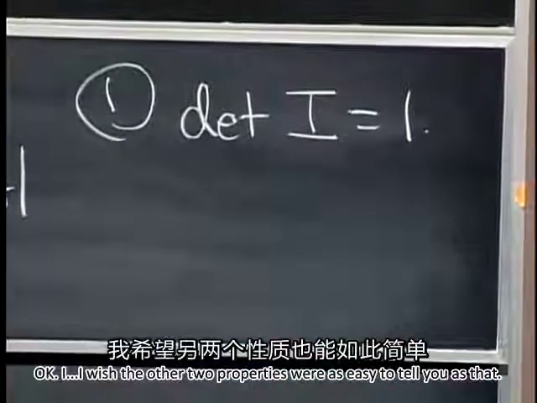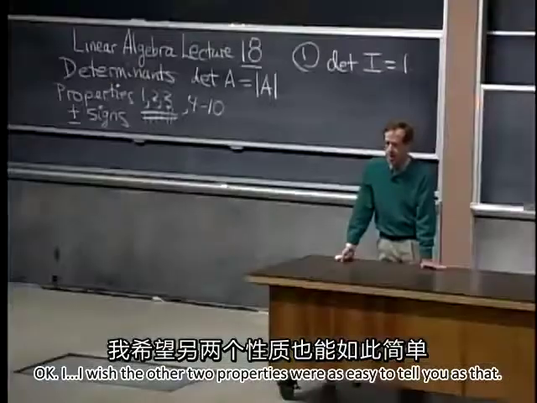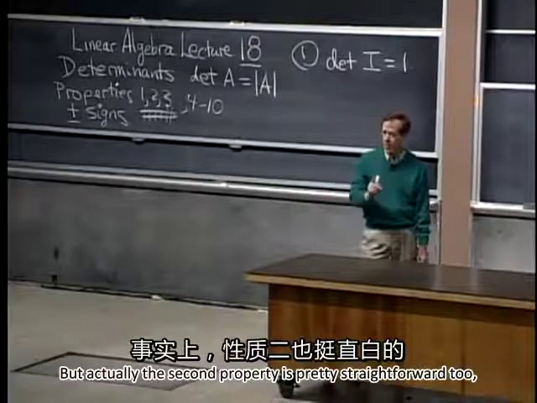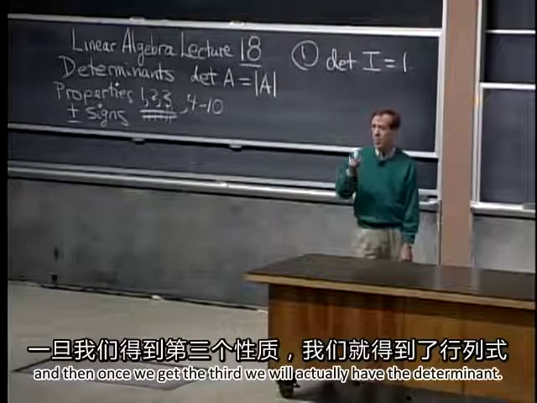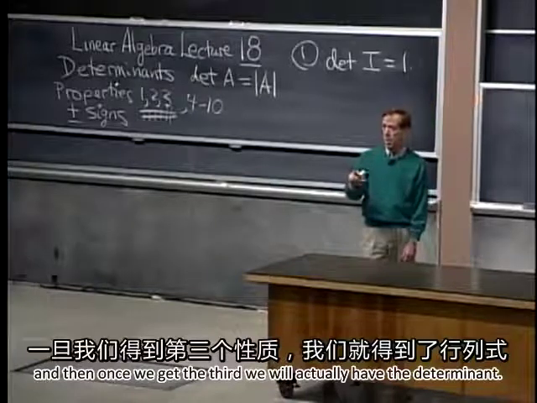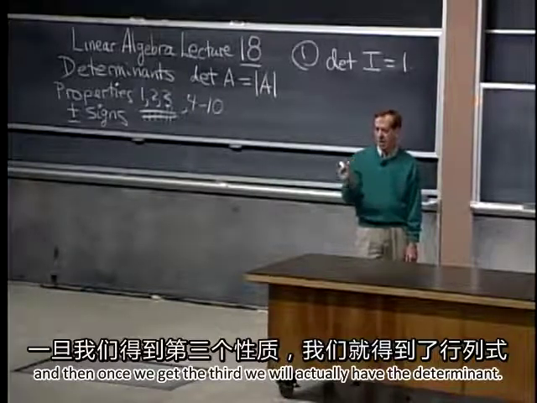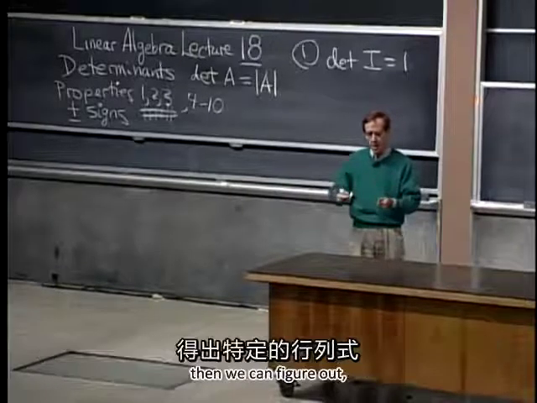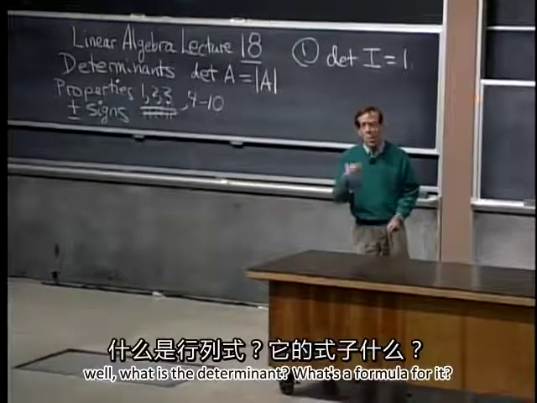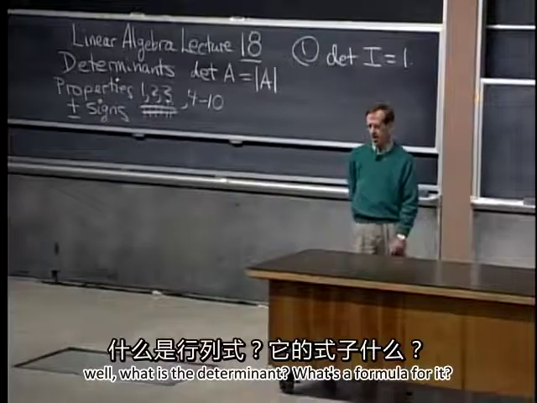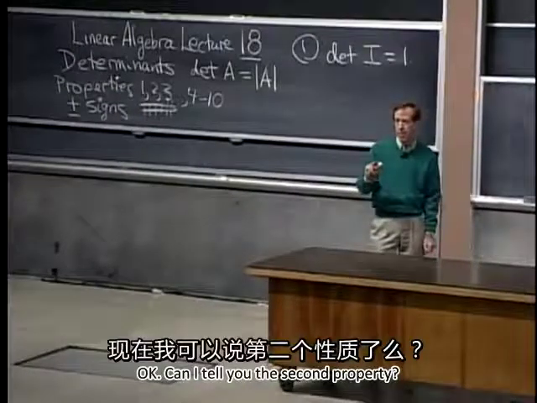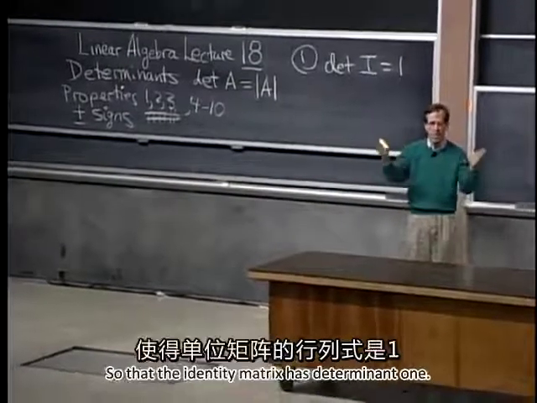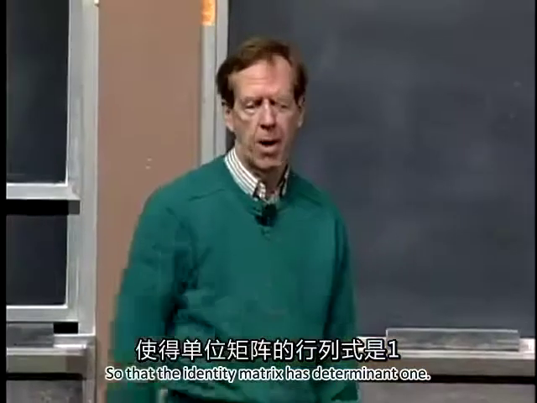I wish the other two properties were as easy to tell you as that. But actually, the second property is pretty straightforward, too. And then once we get the third, we will actually have the determinant. Those three properties define the determinant, and then we can figure out what is the formula for it. Property 1 just scales the determinant so that the identity matrix has determinant 1.